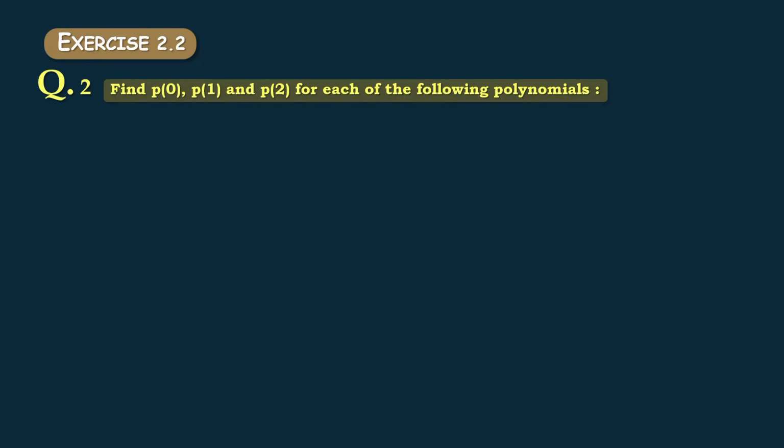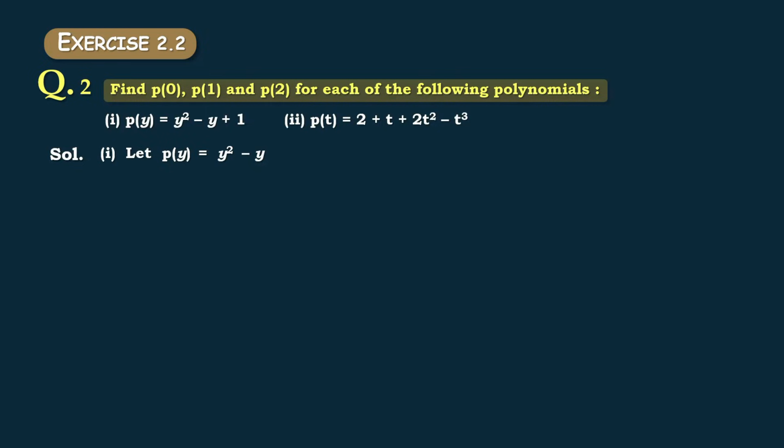Question 2. We are asked to find the value of a polynomial at 0, 1 and 2 for each given case. First polynomial. The given polynomial is y squared minus y plus 1. Let us evaluate this polynomial step by step. Value at 0. Substitute 0 in place of y. 0 squared is 0. 0 minus 0 is 0. 0 plus 1 gives 1. So, the value of the polynomial at 0 is 1.